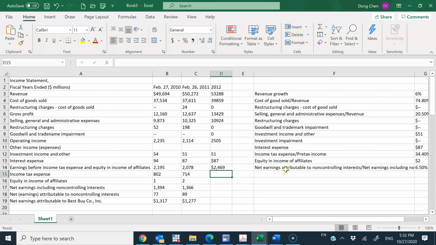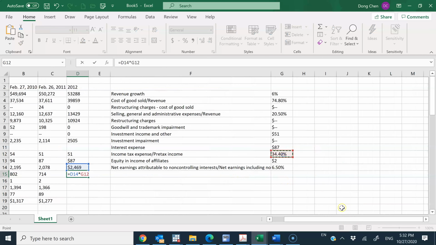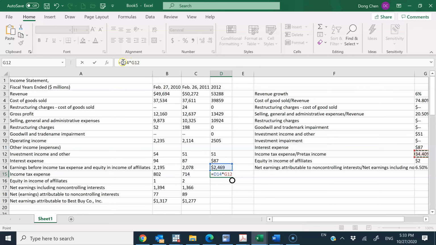And income tax expense. So income tax expense here is assumed to be this. That means the tax rate is about 34.40%. So we can just directly apply that to this earnings before income taxes. Again, I want to round this number to 0 decimal place. So equity income of affiliates, this is again assumed to be just the same as last year's number.